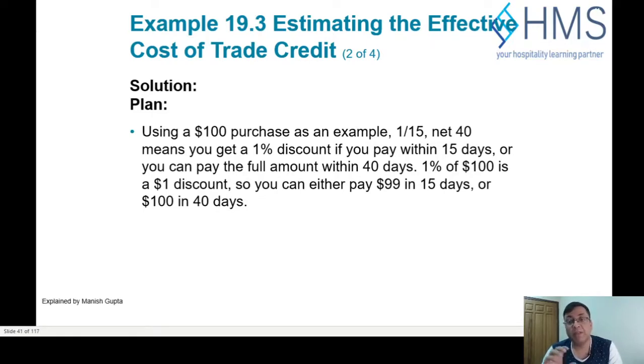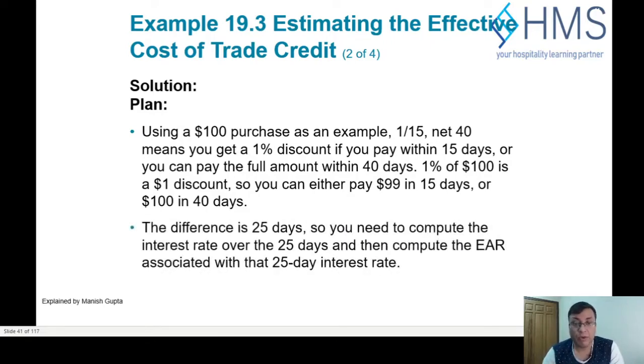So basically you are using this $1 for 25 days. Definitely you will not pay now; you will pay only on the 15th day, $99, or you pay $100 at the end of 40 days. So you can borrow that $1 and pay the money for 25 days. That is what you're doing. The difference is 25 days. You could borrow $99 for 25 days and pay at 40 days.